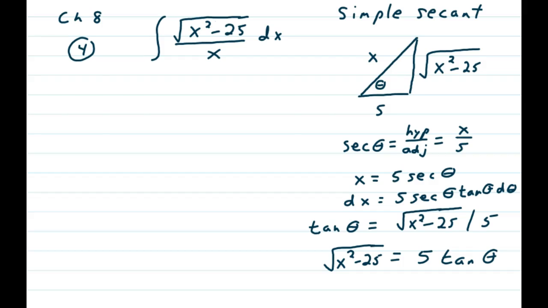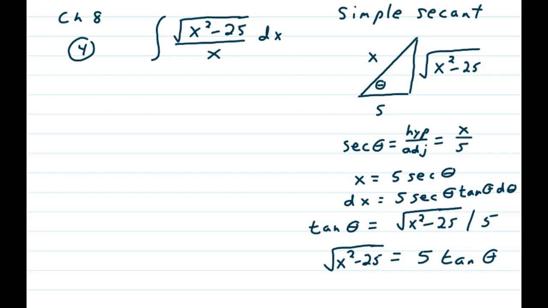So I have x over 5. I want that to be the secant of theta. Well, secant of theta is hypotenuse over adjacent. So I put the hypotenuse being x, the adjacent side being 5. Using the Pythagorean theorem, I'd quickly see that the radical that comes out is the same as in my integral, the square root of x squared minus 25. So I have the secant of theta is equal to hypotenuse over adjacent equal to x over 5.